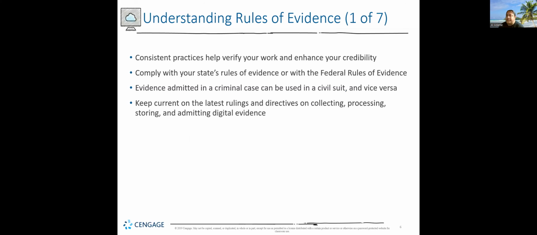Understanding rules of evidence, 1 of 7. Consistent practices help verify your work and enhance your credibility. Remember that checklist we talked about maybe a chapter or 2 ago? That's where that comes in. Did you copy this? Did you grab this? Did you label this? Did you tag this? Did you bag this? Et cetera. Comply with your state's rules for evidence or with the federal rules of evidence.